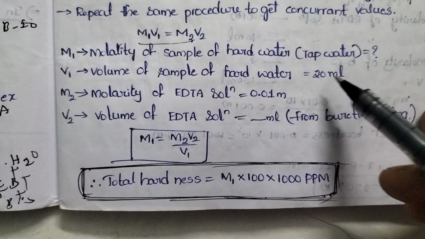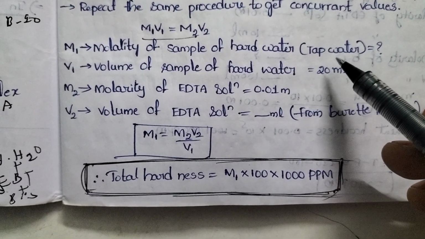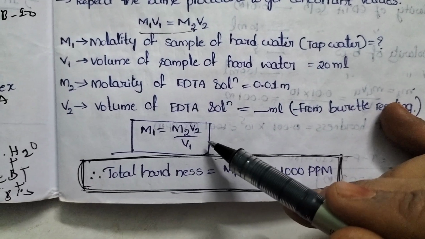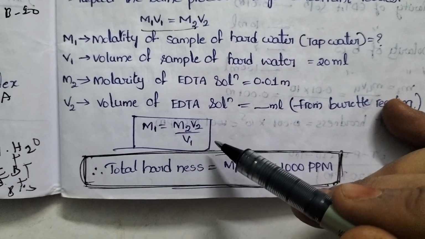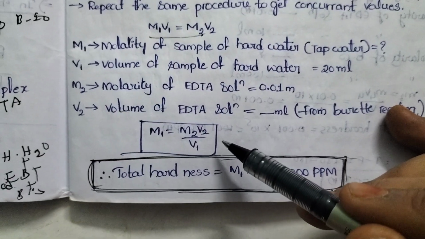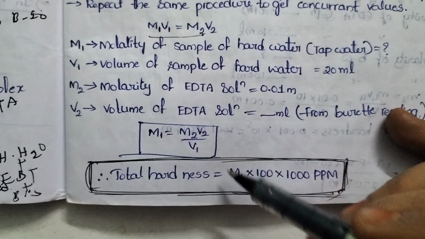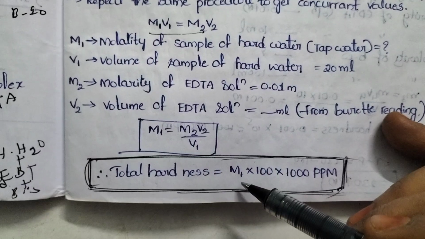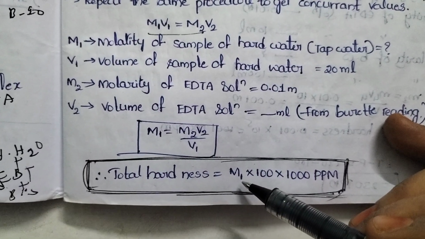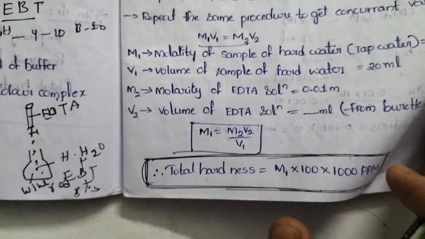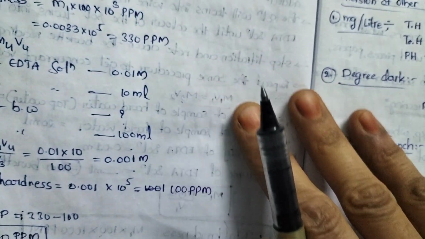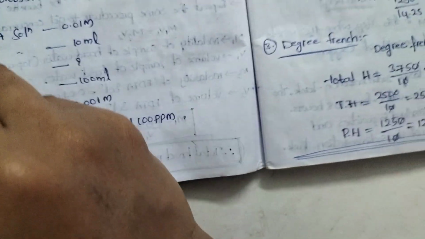If you know the three values, we can identify the fourth one very easily by using the formula M1 equals M2 V2 by V1. It is the molarity of tap water. To calculate total hardness, we should multiply the tap water molarity, that is M1, with 100 and 1000. We will get the total hardness of water in terms of ppm. So this is about total hardness.